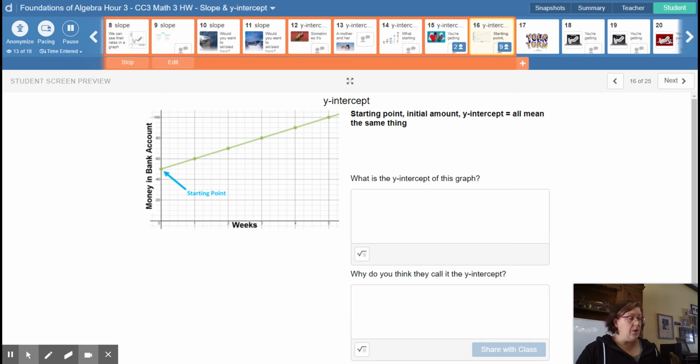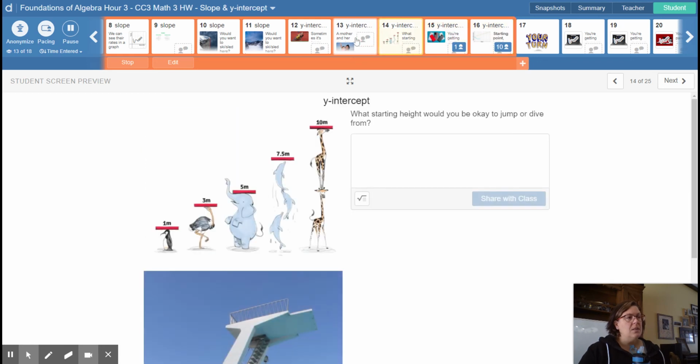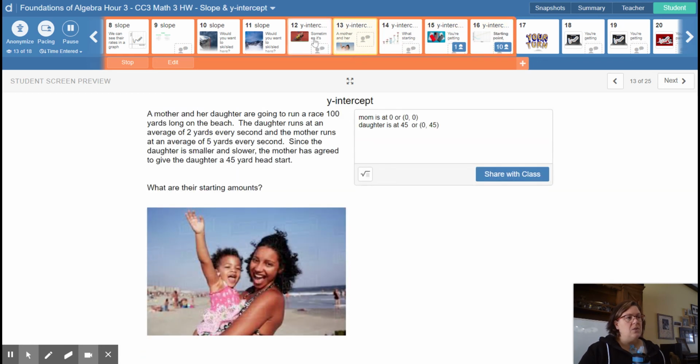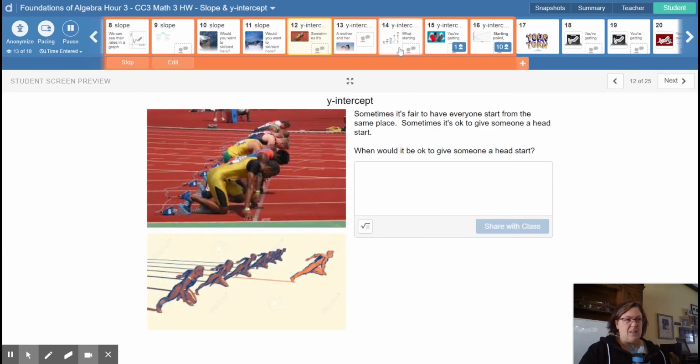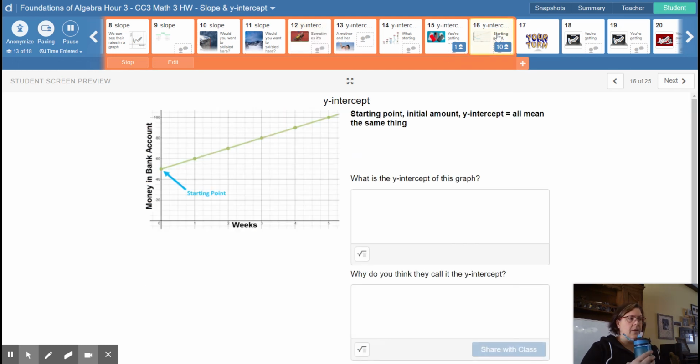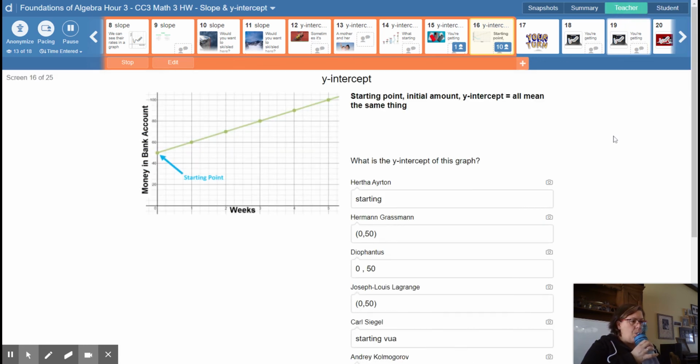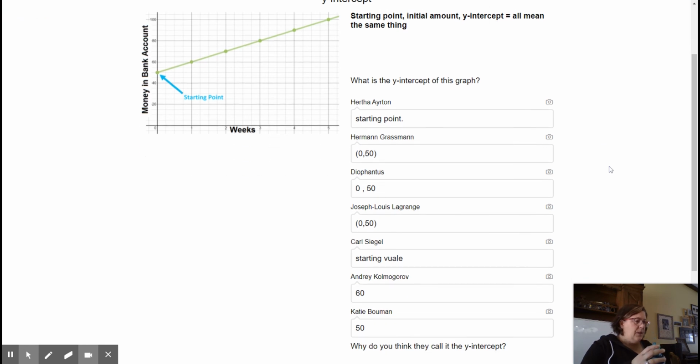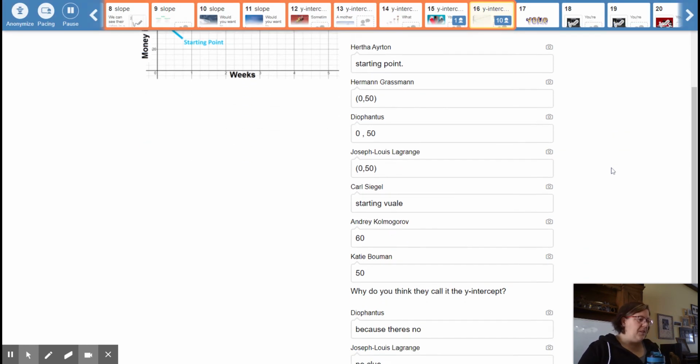You should be on your Desmos. You don't need my screen up. What is the y-intercept of this graph? Based on what we talked about in 15, 14, 13, and 12. Remember, it's the starting value. It's the starting value. Initial amount, y-intercept. Good. Yep, it's at 50.